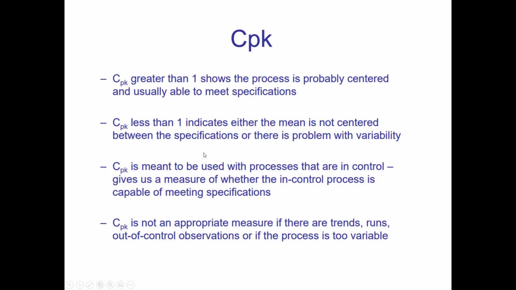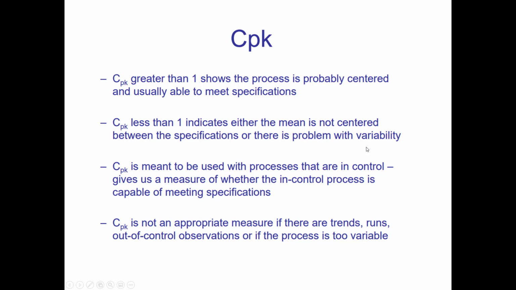So there is some more interpretation. When Cpk is greater than 1, it shows that the process is probably centered and usually able to meet specification. So you need to remember this. When the value of Cpk is greater than 1, then we will consider that the process is capable. Is it central? The mean is central. Cpk less than 1 indicates either the mean is not centered between the specification limits, or there is a problem with reliability. So there are two main causes. If Cpk is less than 1, maybe one cause is that the mean is not centered. The mean is deviating, the mean is changing position, or the variability has changed.